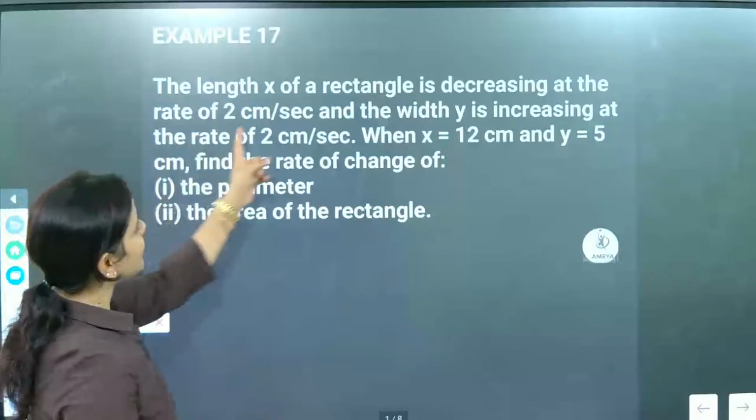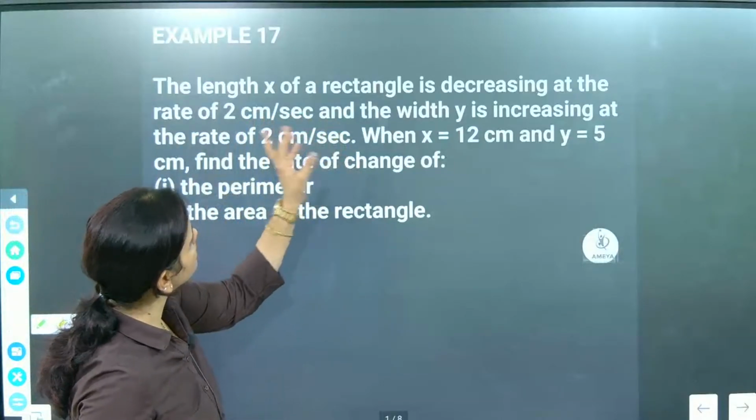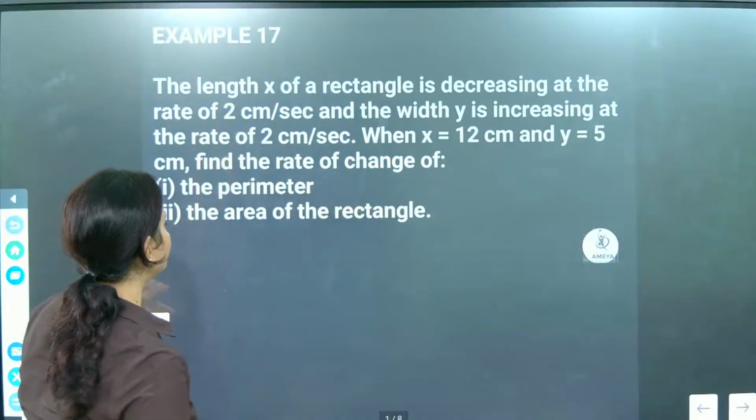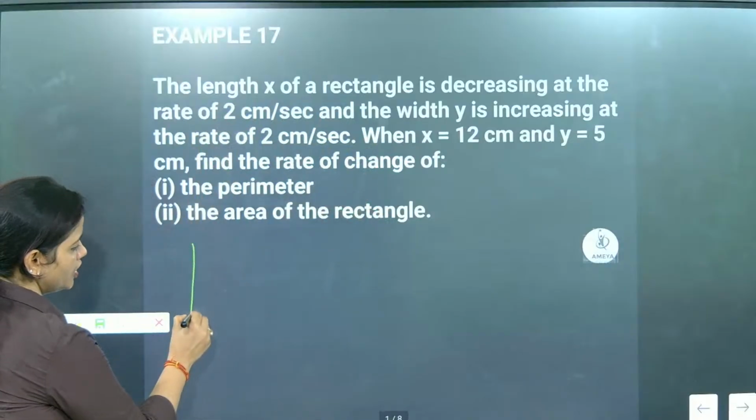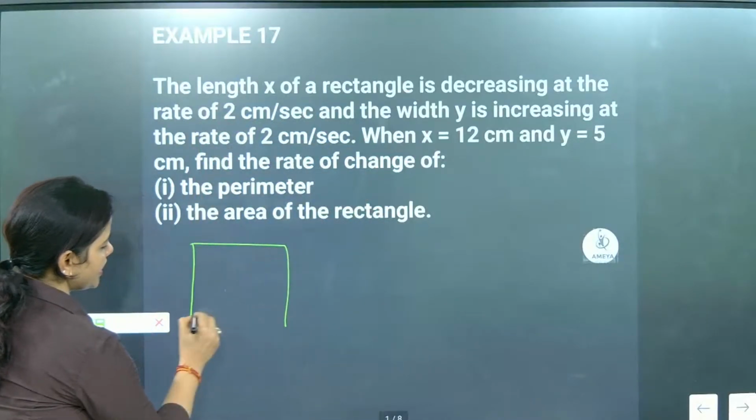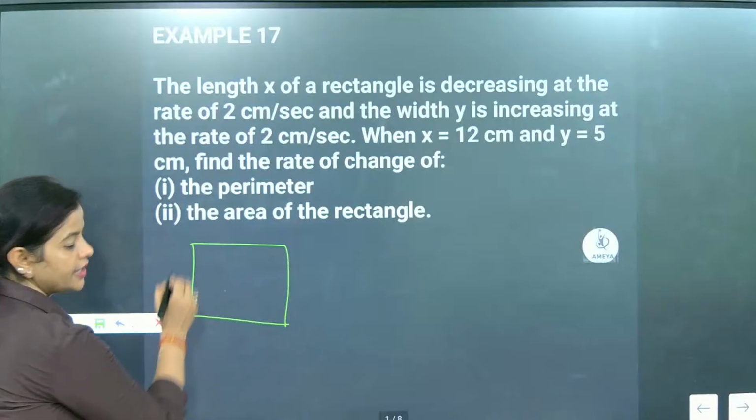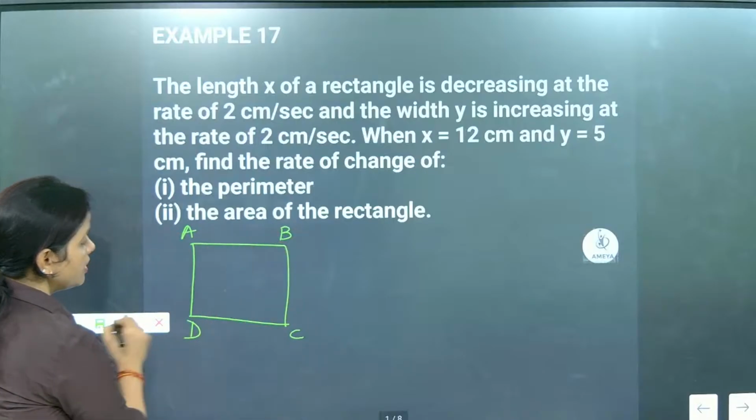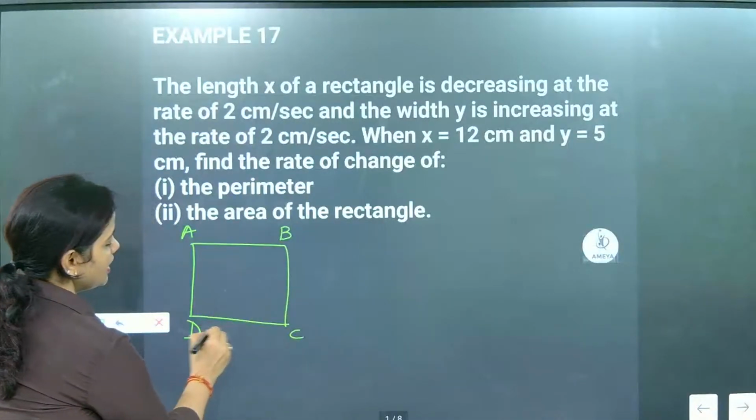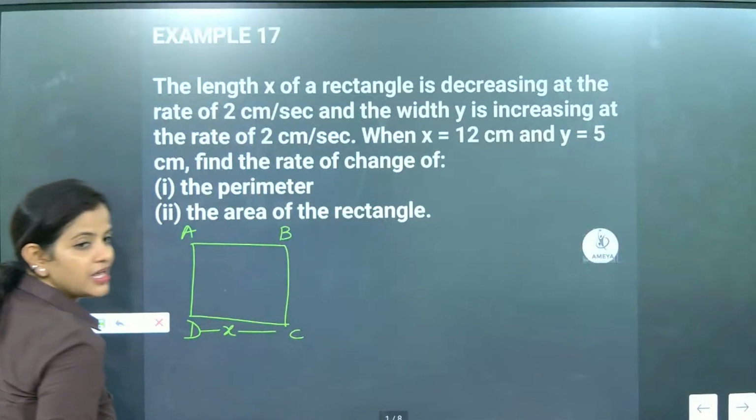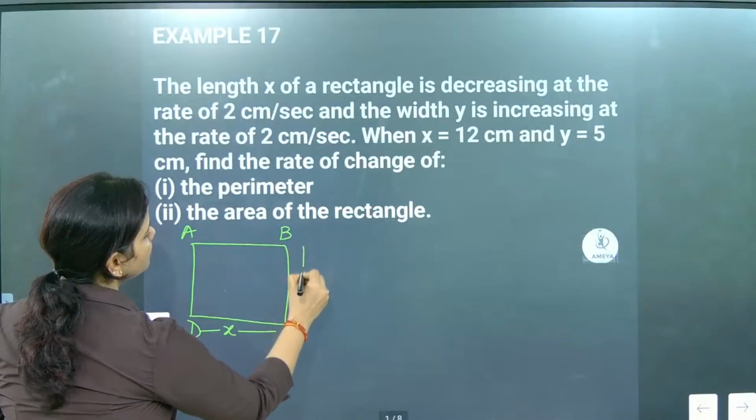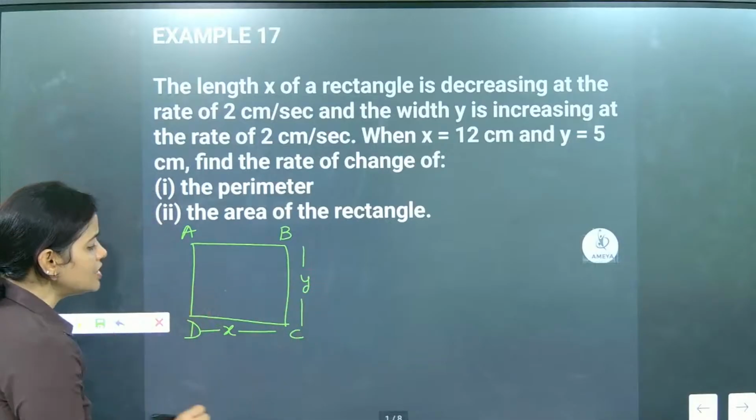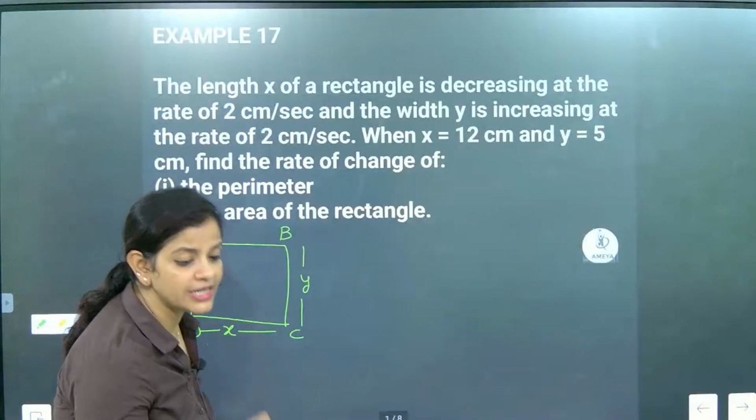The length x of the rectangle is decreasing at a rate. So first, we will draw the rectangle. Now our rectangle is ready. The corners are A, B, C and D. The length we are going to consider as x, and the breadth we are going to take as y. This much understood? Now they are telling the length is decreasing.